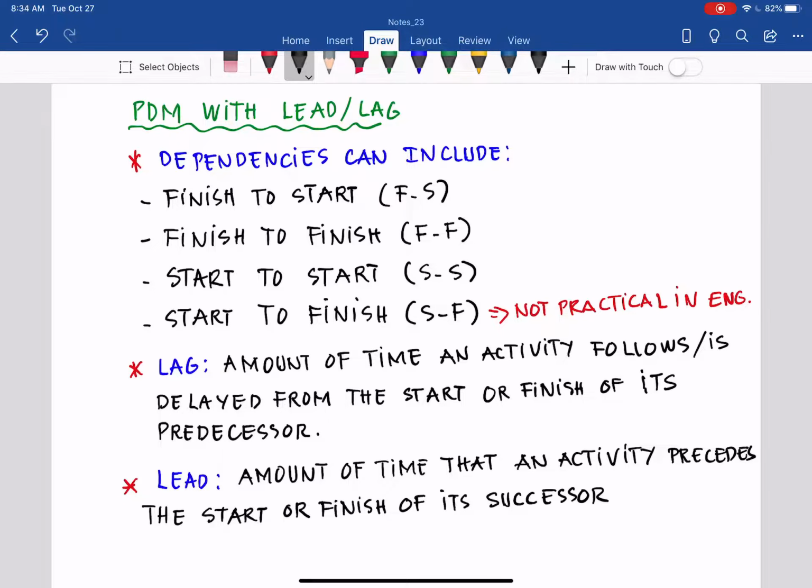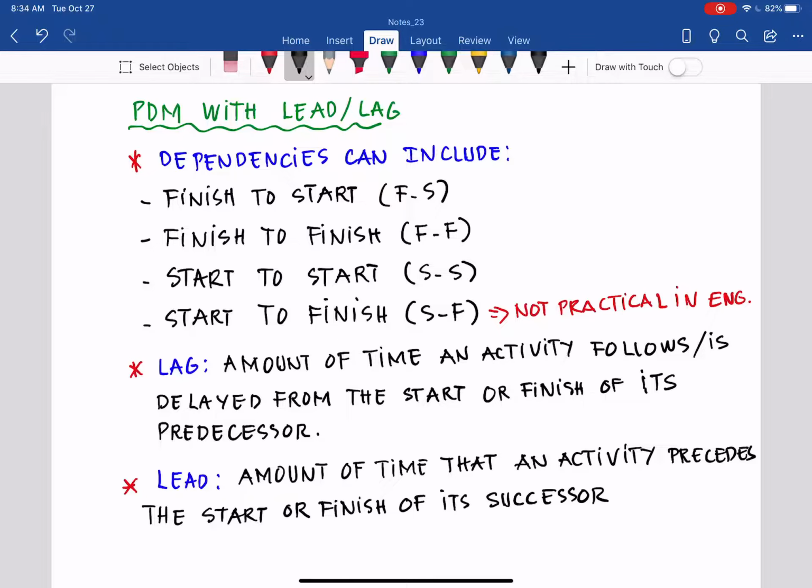In the previous lesson, we learned the precedence diagramming method, the PDM, within the critical path method, CPM. In that lesson, we did not consider the lead and lag factors, and the only dependency that we focused on in that lesson is the finish to start. It means that one activity had to be completed before the following activity can start.